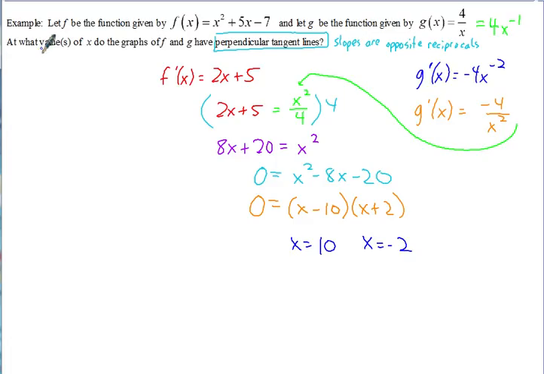So there's two answers. That's why I said with the value or values. So x could either equal negative 2 or it could equal 10. Two possibilities. Sometimes it might only be one, sometimes more than two. That's what's possible. And it only asks for the values of x here, so that's all we need.